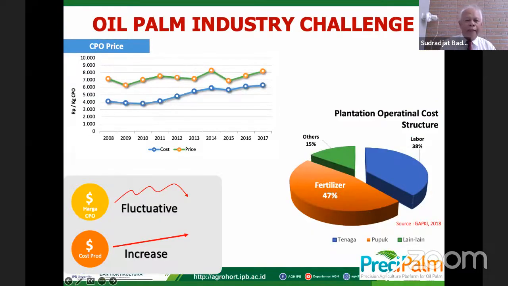In this slide, we can see that the increase of CPO is relatively stable, and the production cost is increasing significantly. So for this reason, we have to find new technology. In terms of plantation operational cost, fertilizer is very important. More than 47% of the operational cost comes from fertilizer.